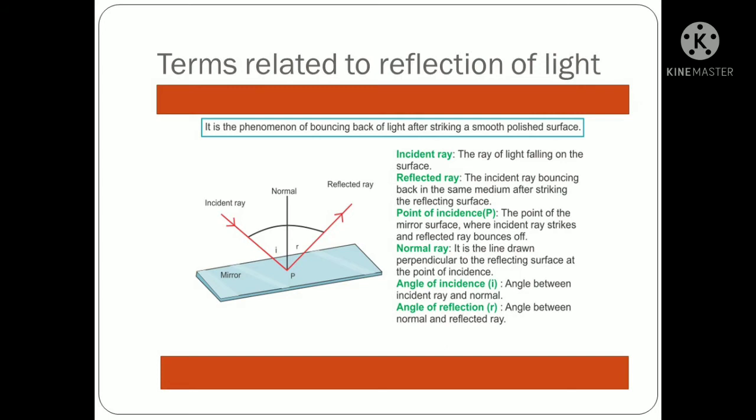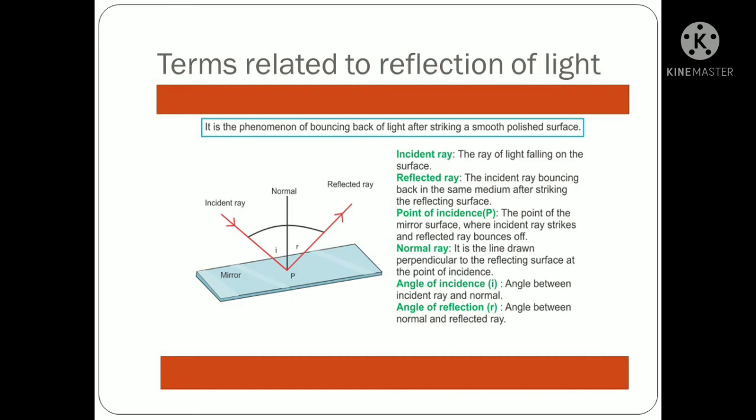Now see, angle of incidence. Which one is the angle of incidence? The angle between the incident ray and the normal. That is denoted by small i. That is the angle of incidence. And angle of reflection is which one? The angle between the normal and the reflected ray. That is the angle of reflection, and it is denoted by small r. So these are the main terms we need to know: first the incident ray, then reflected ray, point of incidence, normal ray, angle of incidence small i, and angle of reflection small r.